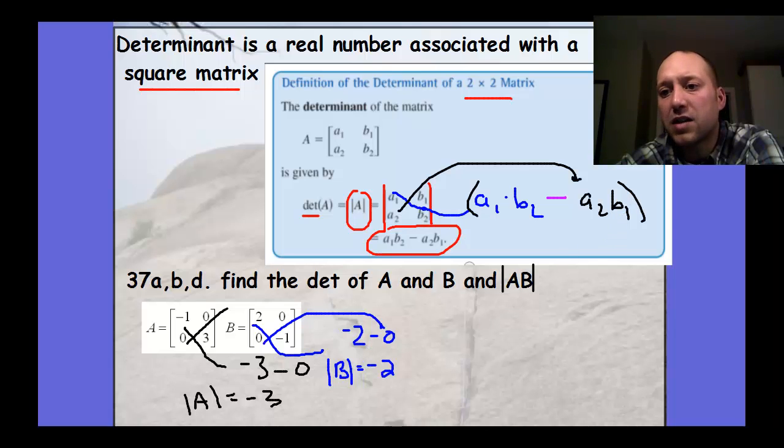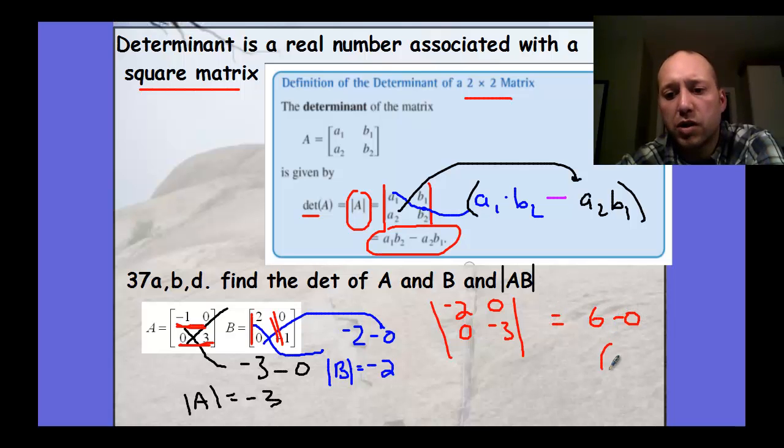And we have to find the determinant of A times B. So we first need to multiply these. We're going to do row times column. That's going to be -2 plus 0, -2. Then row times second column, that's 0 plus 0. Then row times column, and we get again 0. Then row times second column, and we get -3. We want to find the determinant of this matrix, so we get 6 minus 0, which is 6. You can see that if we multiply the determinant of A and the determinant of B, we get the same thing as the determinant of A times B.